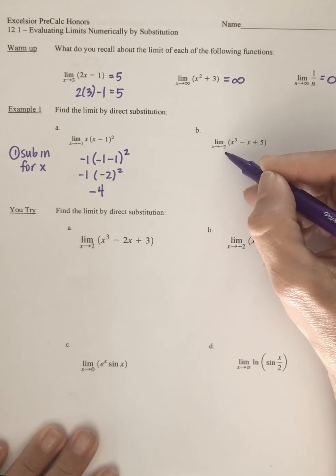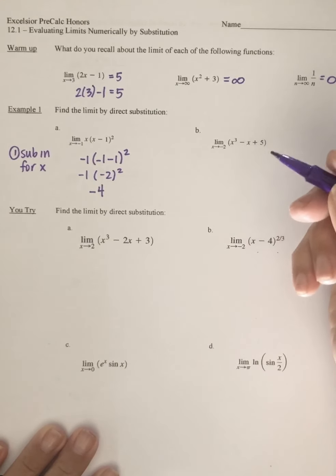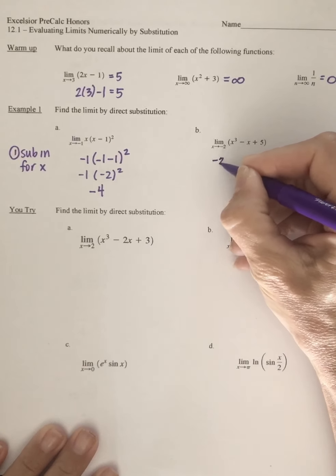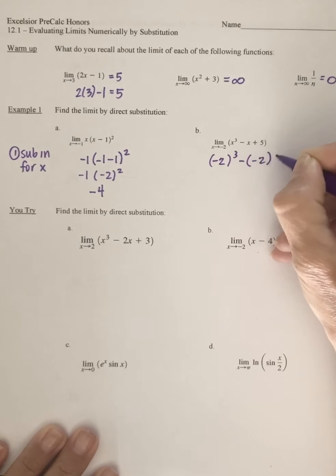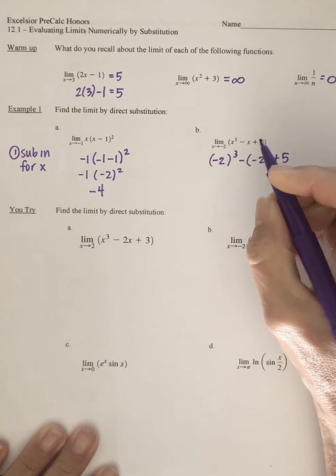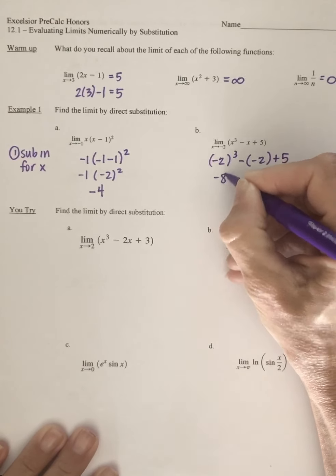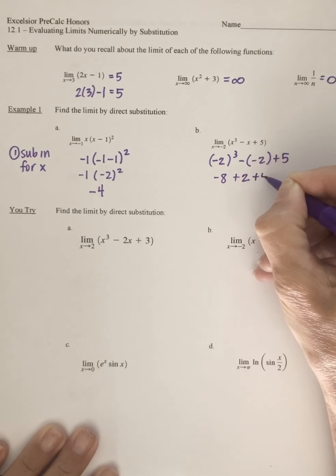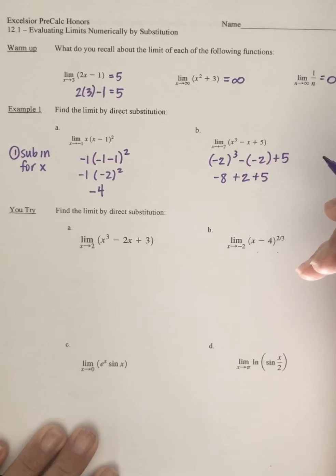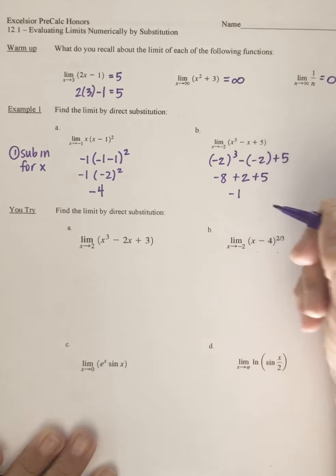All right, so in letter B, we have a cubic again. X is approaching negative 2. Let's see if we can get the limit through direct substitution. So a negative 2 cubed minus a negative 2 plus 5. Negative 2 cubed is a negative 8. A negative 2 is a positive 2, plus 5. We should get a negative 1.